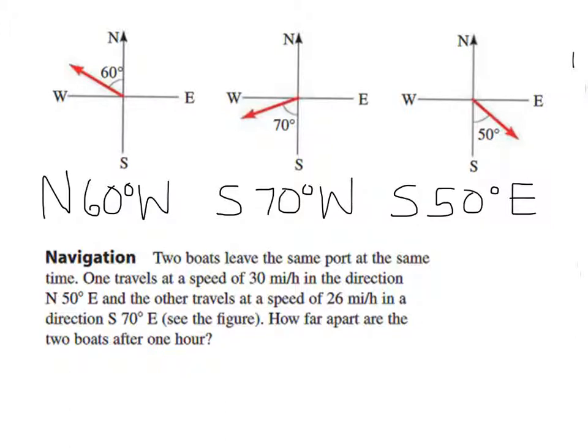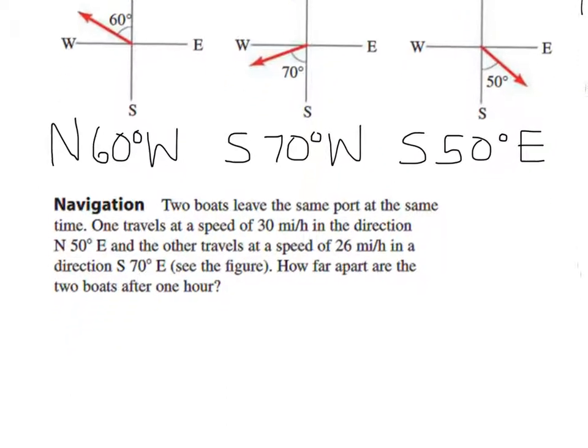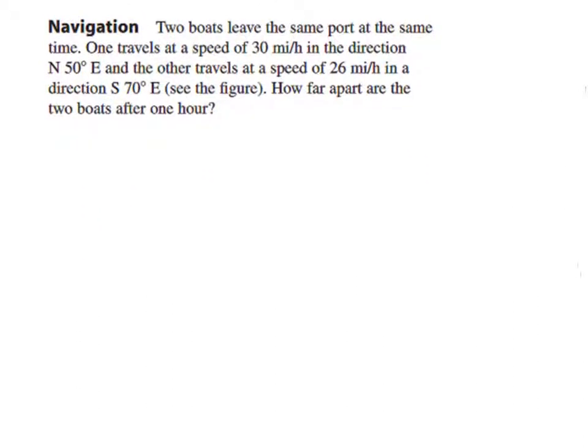So let's look at an example. Two boats leaving the same port at the same time. One's traveling at 30 miles per hour in the direction north 50 degrees east and the other in a direction of south 70 degrees east. It says to see the figure, but we don't have a figure. We want to practice drawing our own figures.